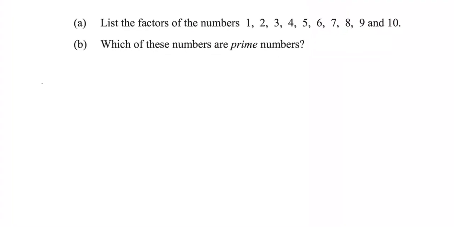So if I wanted to write down the factors of 1, well, the only number we've got is just 1, because that's the only number that divides into it. If I wanted to work out the factors of 2, well, that would be 2 and 1, because both 2 and 1 divide perfectly into number 2. In the same way, the factors of 3 are 3 and 1.